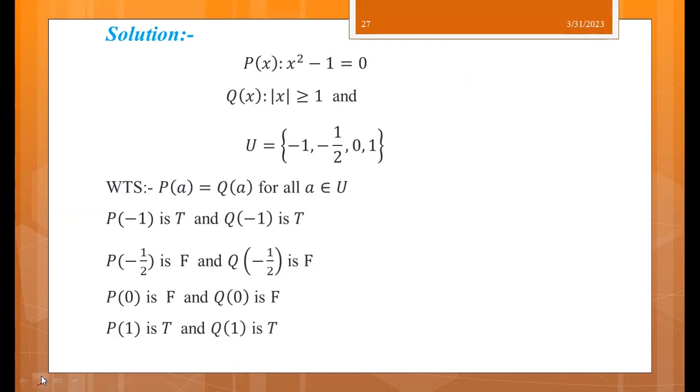Therefore, as we clearly observe here, the two statements P of x and Q of x have the same truth values, or simply they are identical, for every A which is an element of the universal set, because at minus 1, both are true. At minus 1 over 2, both are false. At A equal to 0, both are false again. And at A equal to 1, both are true. Therefore, from here, P of A and Q of A are identical for all A an element of U, so they are equivalent to each other.